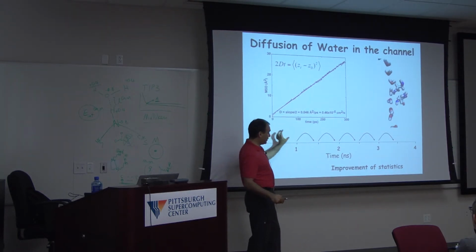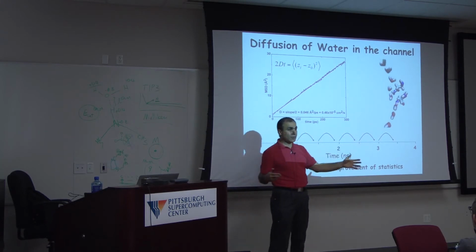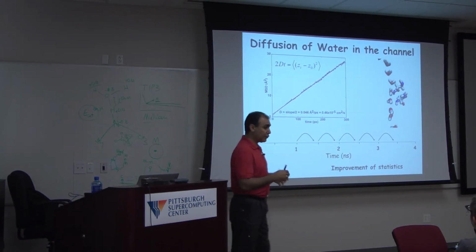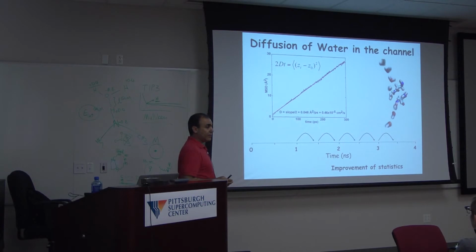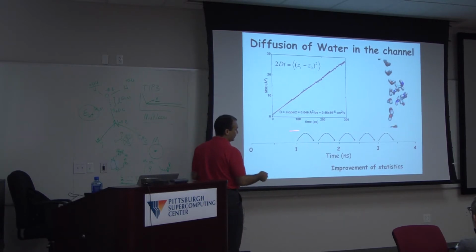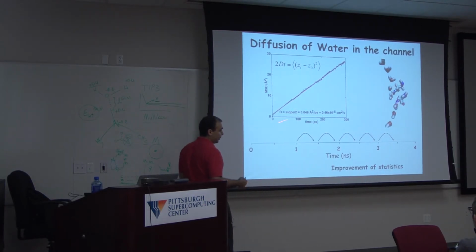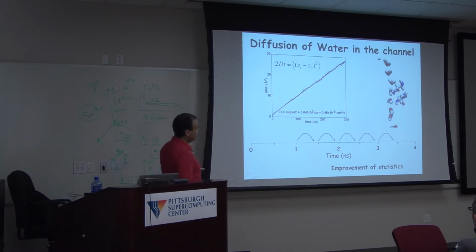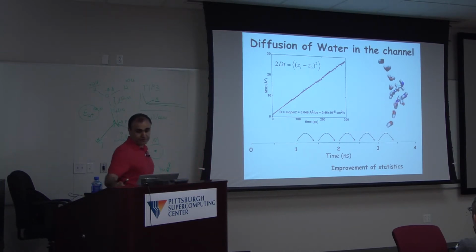So you can take different segments of the same trajectory and do your analysis and treat them as completely independent trajectories because of ergodicity. So you are allowed to do that. If you have a similar kind of analysis, you can take advantage of this trick.